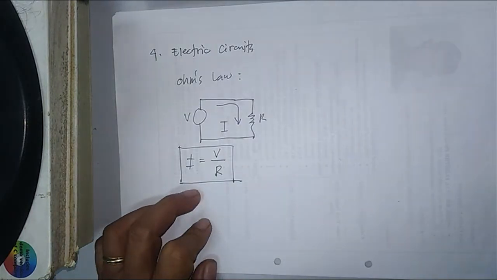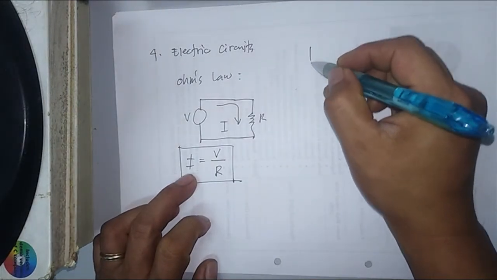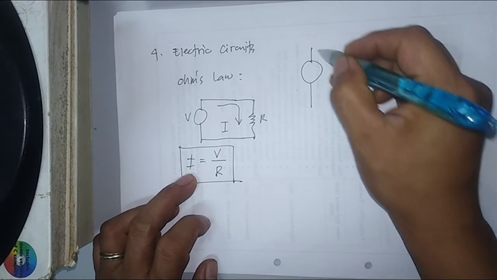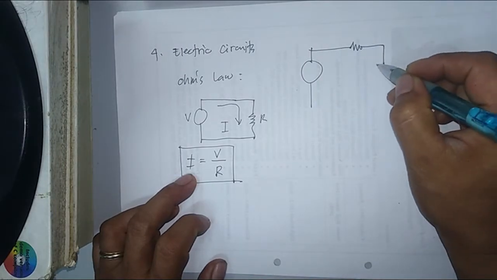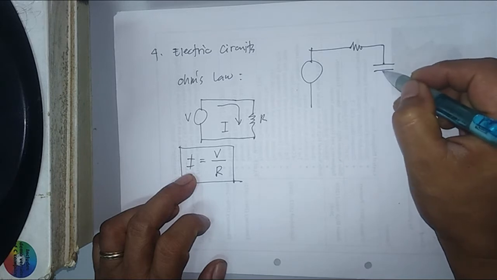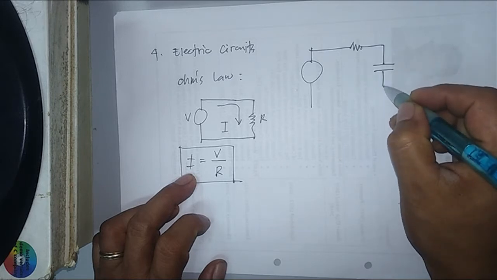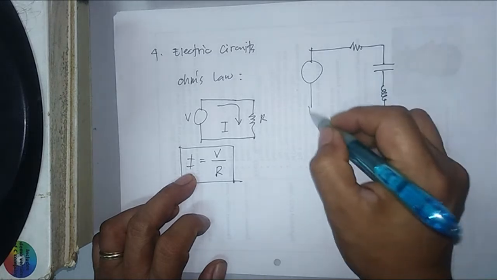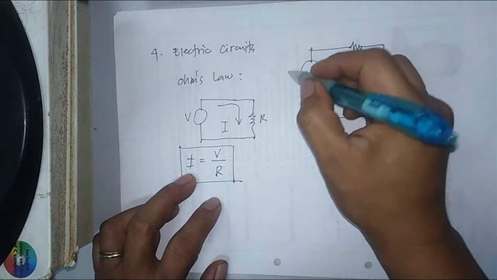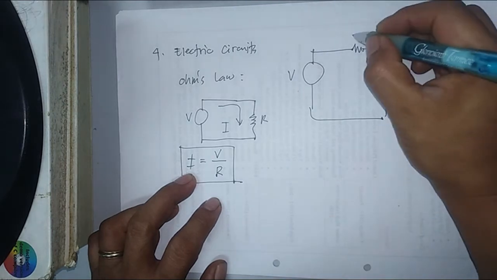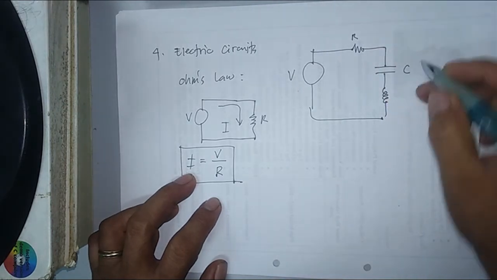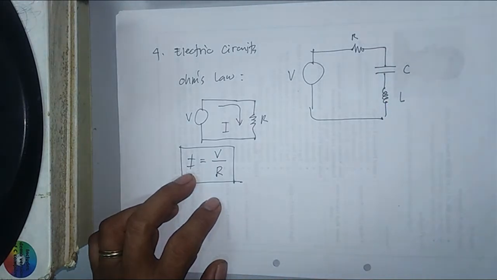But in reality, the wire will have a resistance. Sometimes it has a capacitance and an inductance. Okay. So still, this is your voltage source. Now we will label it as R, we will label it as C, and we will label it as L.